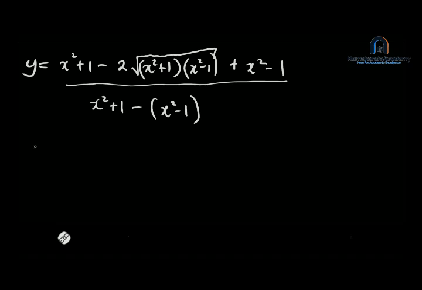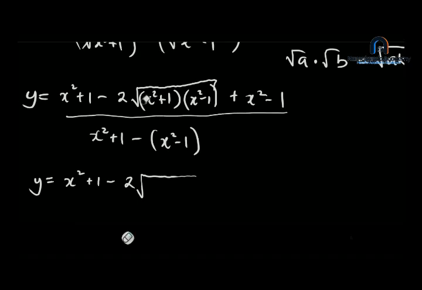What we now have is y equal to x squared plus 1 minus 2. Then we say square root. Now if you look at what we have inside the root, it is simply x squared plus 1 multiplying x squared minus 1. The first part is the first part, the second part is the second part, positive, negative. And what you notice here is simply difference of two squares.